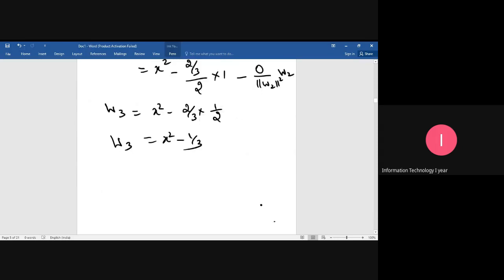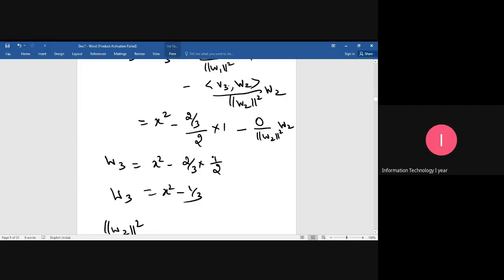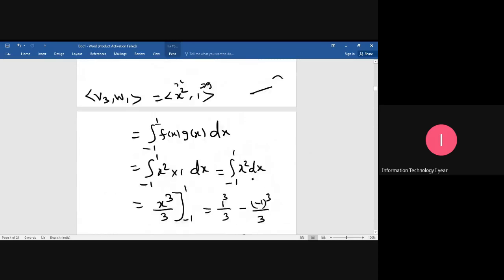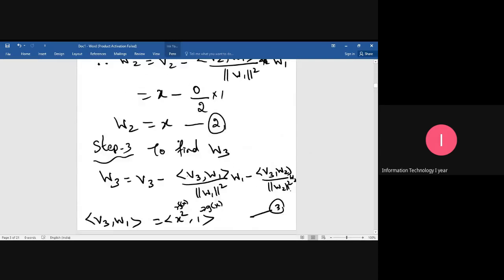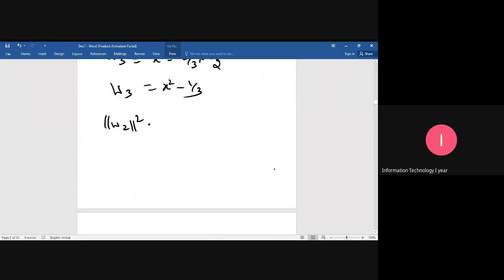When we write the orthonormal basis, we need norm W3 square. So norm W2 square also we need. For the final answer, if you write the orthonormal basis, we need W2, which we calculated. W2 is x, right? So find out norm W2 square. This is actually the inner product of W2 comma W2.